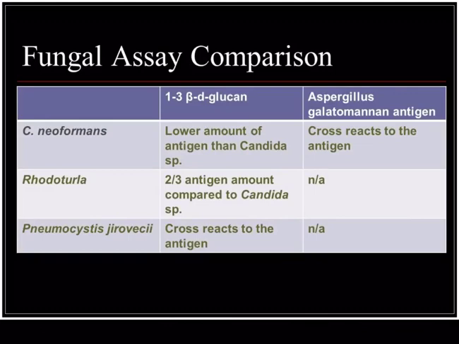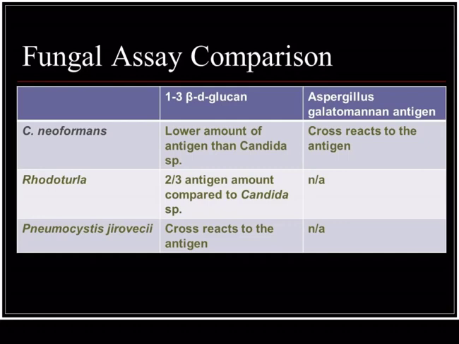Fungal assay comparisons. Again, I love tables. This is how I compare and contrast. So if you have Cryptococcus neoformans, 1,3-beta-D-glucan has a lower amount of antigen compared to Candida. And then you have to understand this: for some reason, even though it's not Aspergillus, it does cross-react with galactomannan.